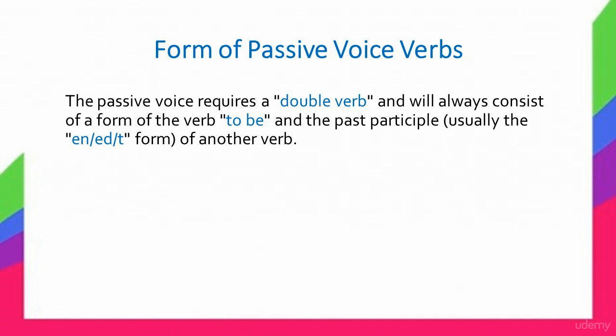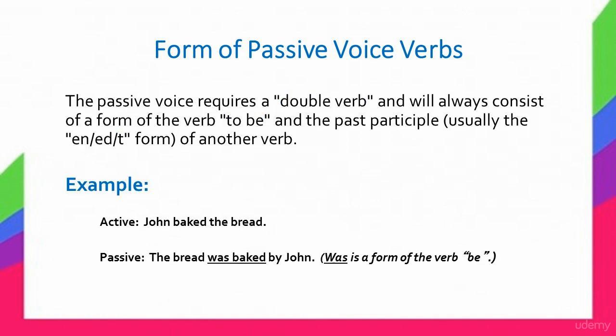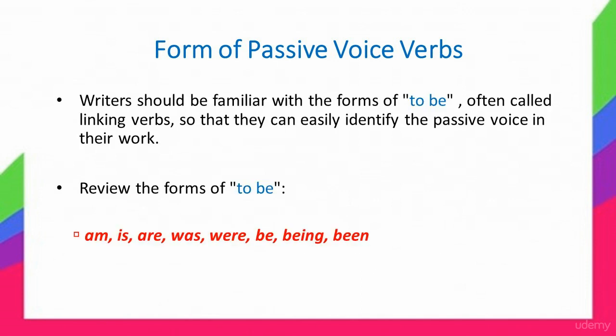the past participle, usually in the en, ed or t form of another verb. For example, active voice, John baked the bread. Passive voice, the bread was baked by John. Was is a form of the verb to be. Writers should be familiar with the forms of to be, often called linking verbs, so that they can easily identify the passive voice in their work.